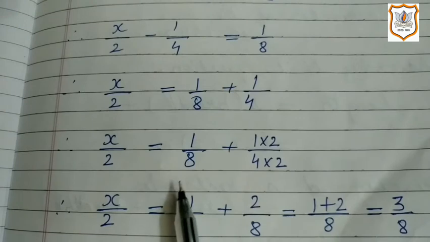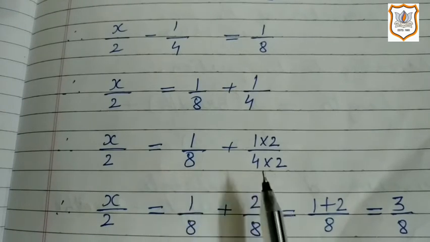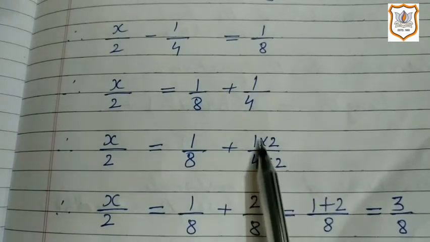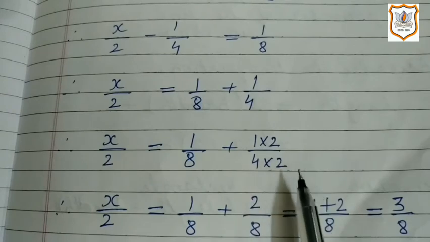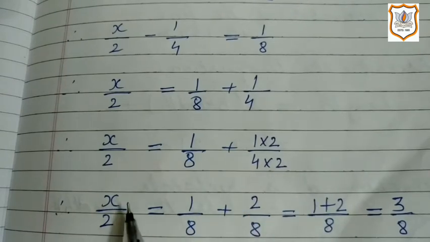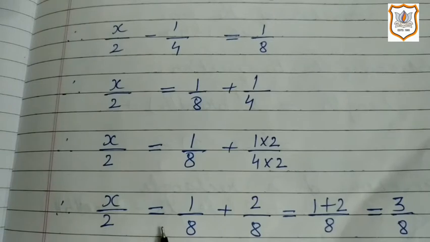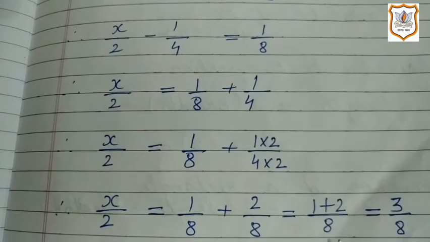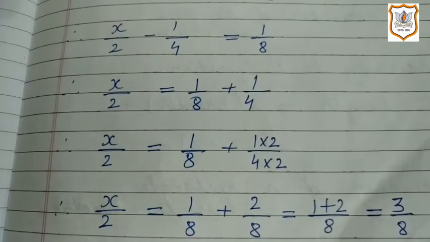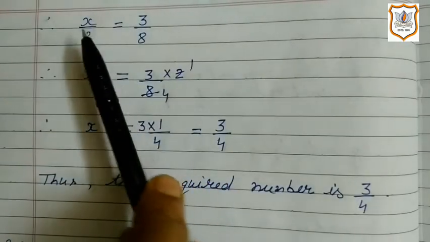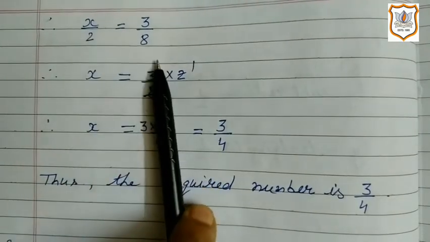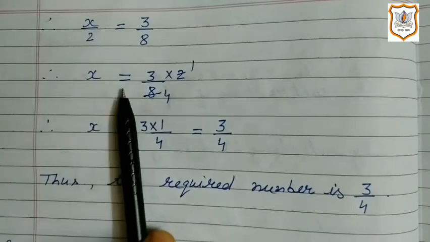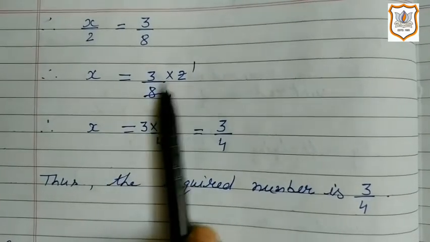LCM of 8 and 4 is 8. So, we multiply 1/4 by 2. We get x/2 is equal to 1/8 plus 2/8, which is equal to 3/8. We get x/2 is equal to 3/8. x is equal to 3 multiply 2 upon 8.